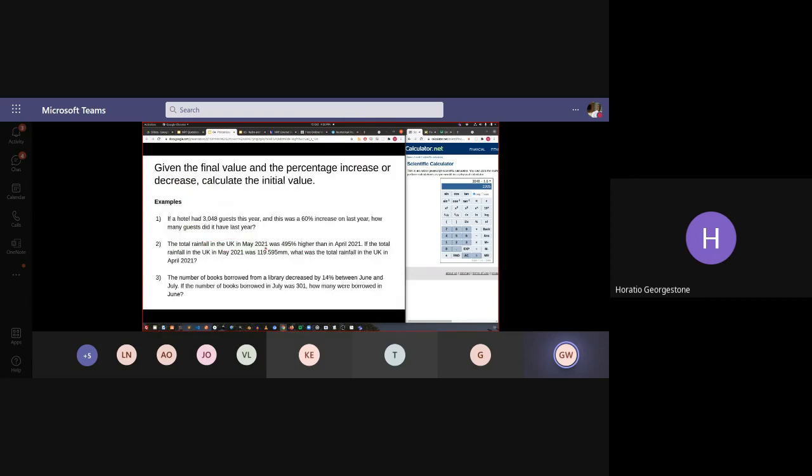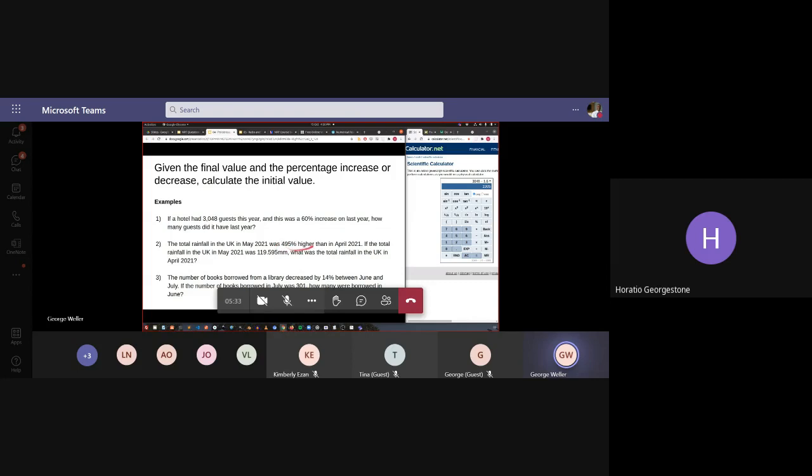Okay, so the other 2 questions we just do in the same way. So total rainfall was 495% higher than April 2021. Sorry, this is in May 2021. If the total rainfall in May 2021 was 119,595 millimeters, what was the total rainfall in April 2021?